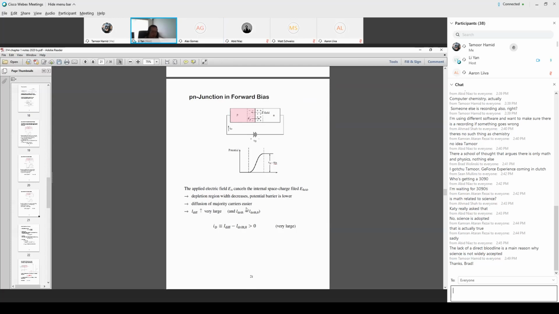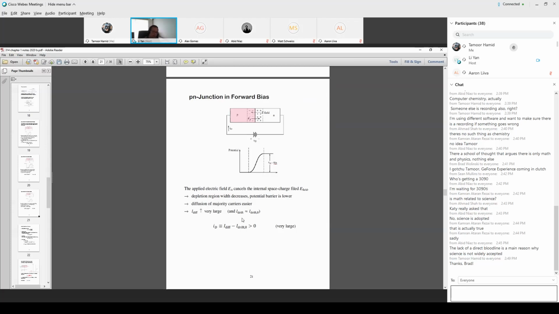No. Read every line of this statement. The applied electric field cancels the internal field. No ambiguities, right? Second line, the depletion region decreases, the potential barrier is lower. There's no confusion in this line, right? What's the third line? The diffusion of majority carriers becomes easier. Did I say anything about minority carriers? No. So in this description, all we talk about is what happened to the majority carriers.